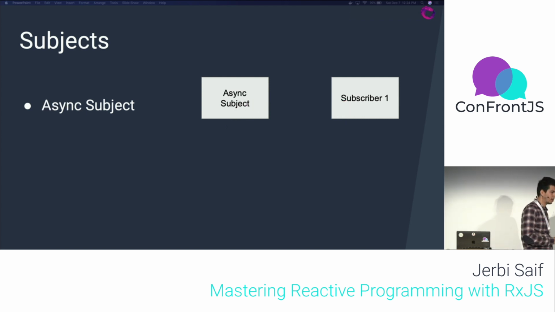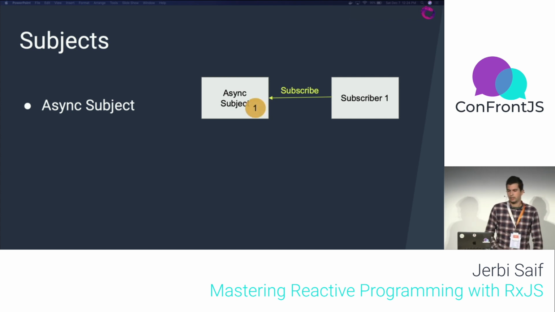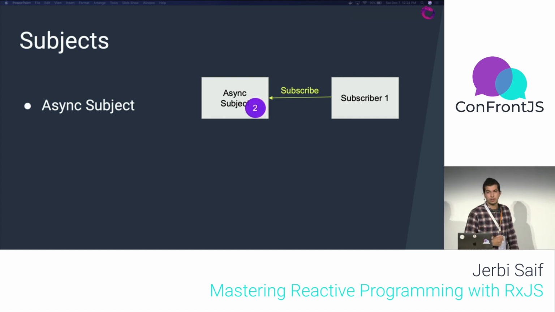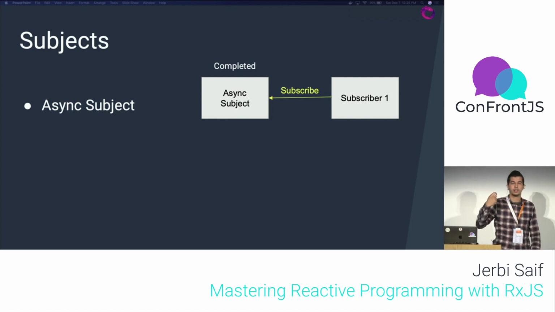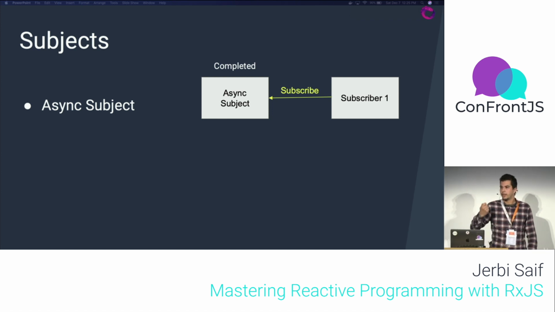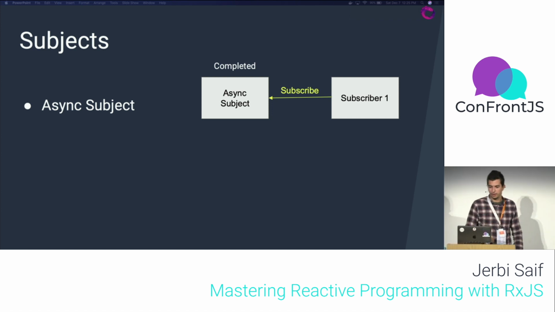The last type is async subject. I have a subscriber. My async subject is emitting data. I'm not notified, but I will be notified only with the latest, the last emitted value. And after that, my async subject will complete. So async subject is used when you want to notify your subscriber only with the last emitted value. When it completes, it will emit the data to the subscriber.